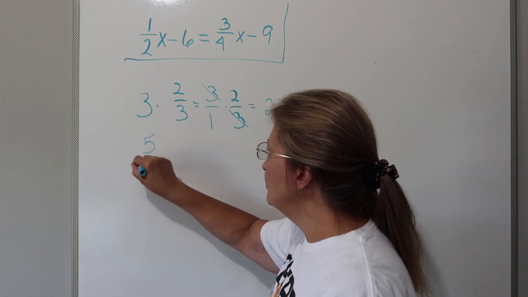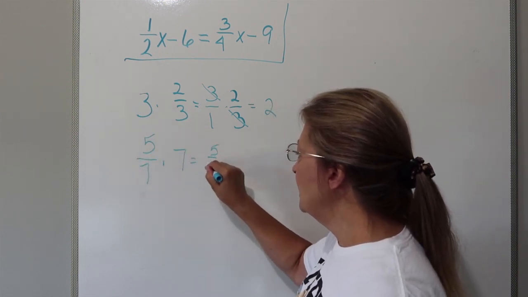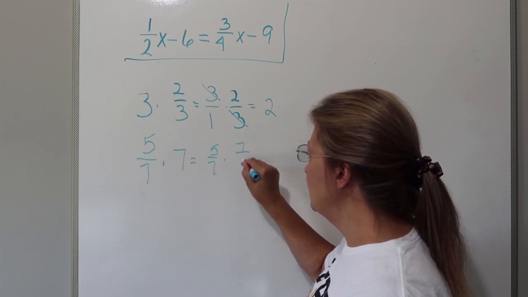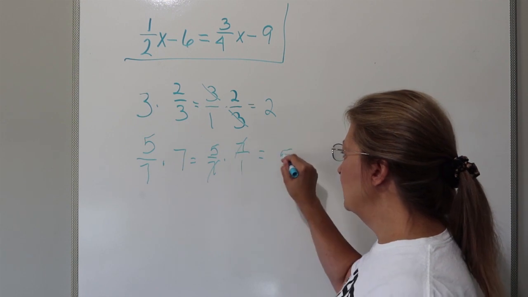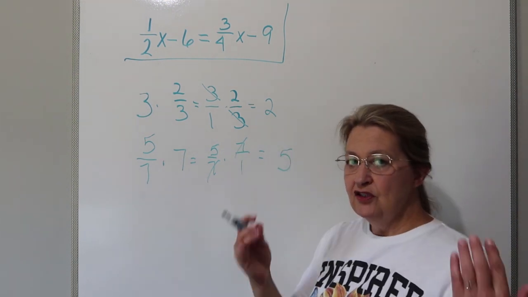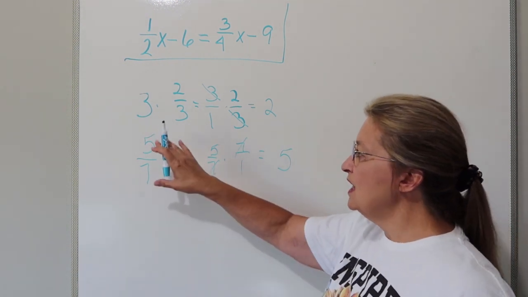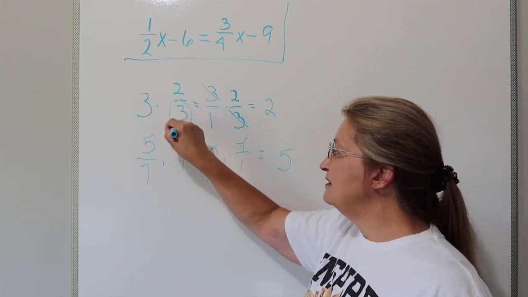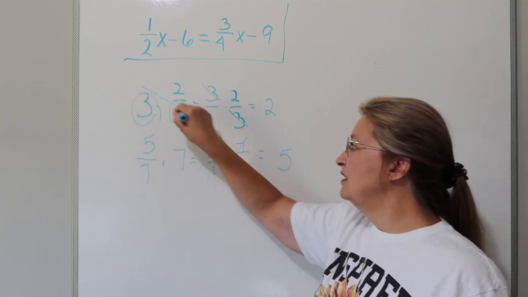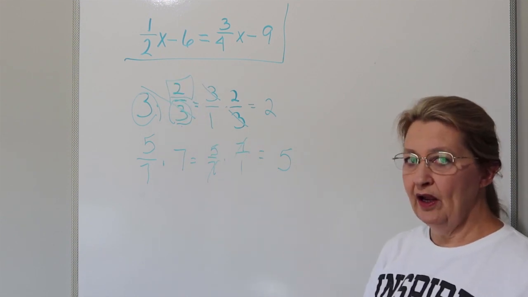Let's look at what happens when you do 5/7 times 7. Same thing. You're going to do 5 over 7 times 7 over 1. The 7's cancel out. 5 over 1 is 5. So you can conclude from just these two examples, anytime you multiply a fraction times its denominator, these cancel out and you're left with just the numerator.